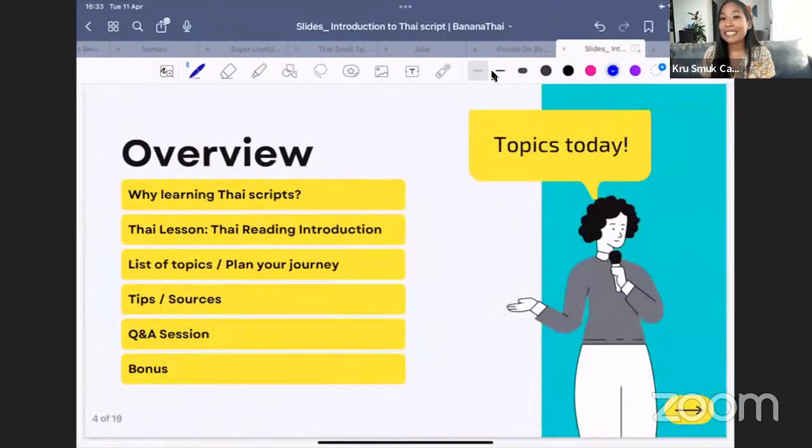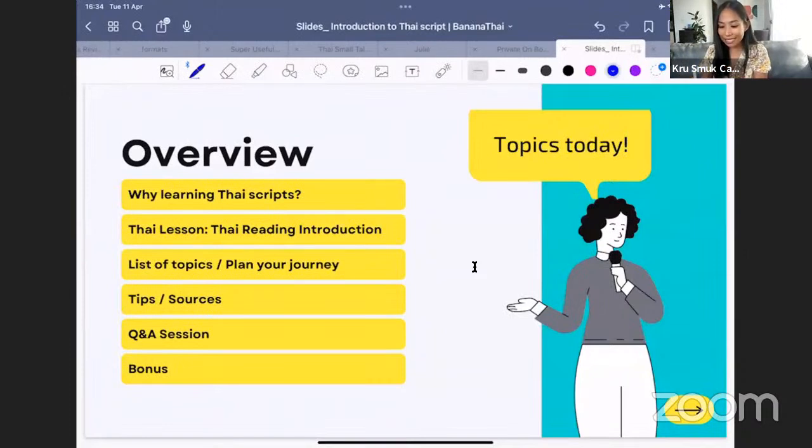Next one. This is the overview of what we're gonna go through during this live. Sorry, I've seen a few people saying there is no sound. Maybe you have to connect to the audio before you can start hearing me. So click on the microphone button and connect to the audio. All right, so it seems like everyone is hearing me right now.